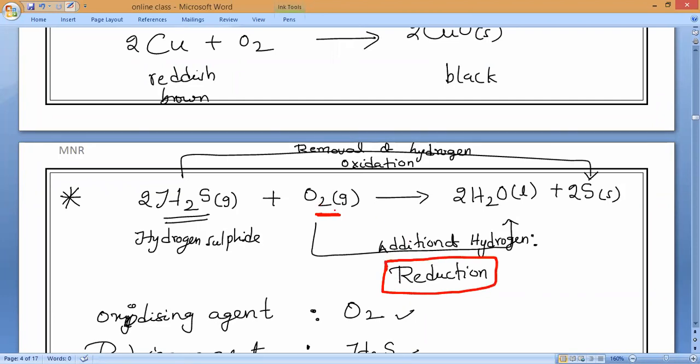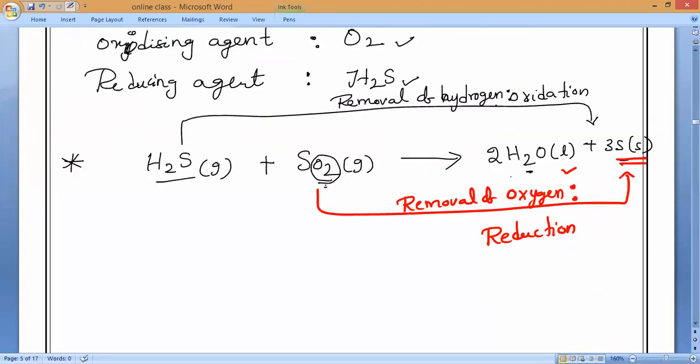But here we are not taking oxygen. We are taking sulfur dioxide. So sulfur dioxide is not going to gain hydrogen. What is happening? Hydrogen sulfide is going to lose hydrogen. That is why it is called oxidation. And sulfur dioxide is going to lose oxygen, removal of oxygen. So both will turn into sulfur only. Both oxidation and reduction take place here, only for sulfur. The byproduct is water. That is what you have to remember.